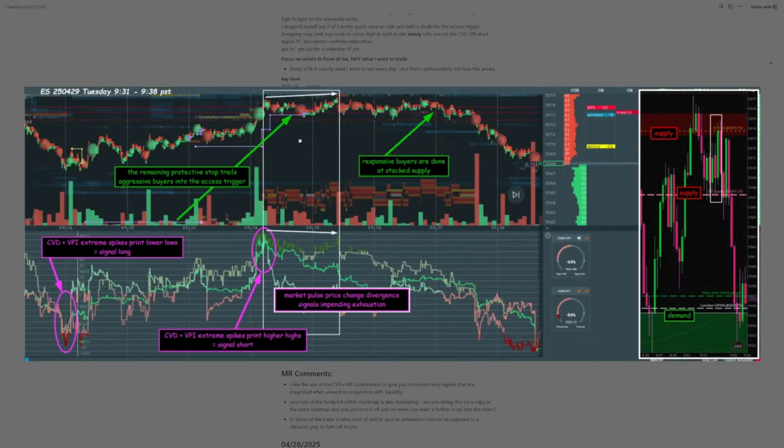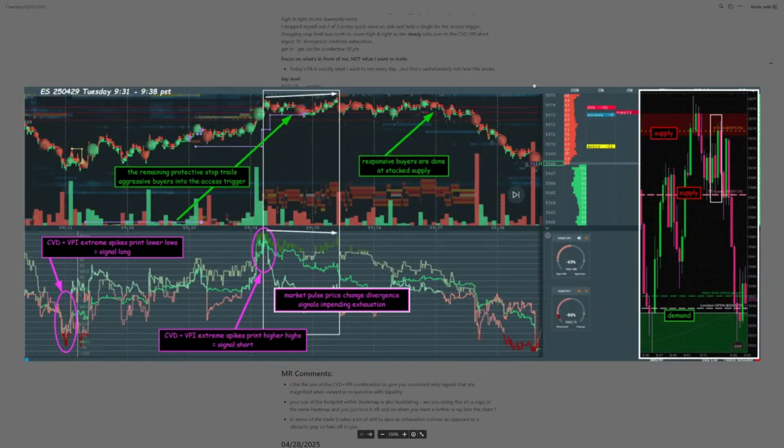I'm after my supply and demand zone or my key auction reversal on a higher time frame. And once I get there, I'm looking for that 1, 2, 3, and then I'm in my sub chart. I want to see that price change divergence leading into the higher time frame level, and then I'm going to look for this CVD VPI spike to trigger, and that's pretty much exactly where I want to get in, if possible.